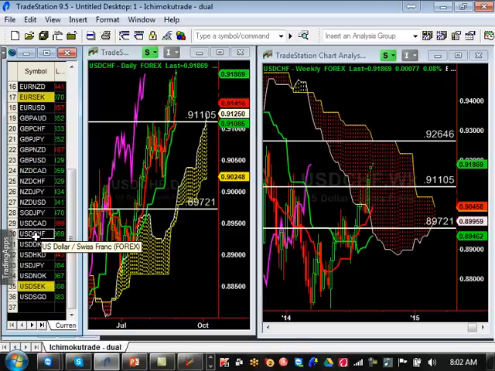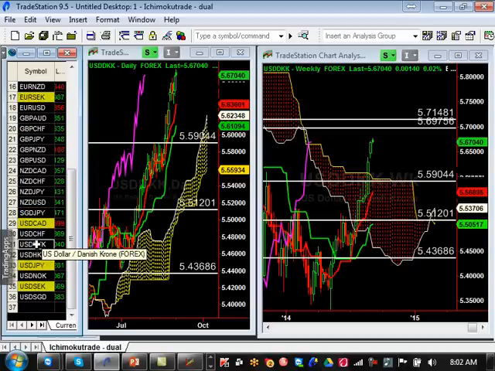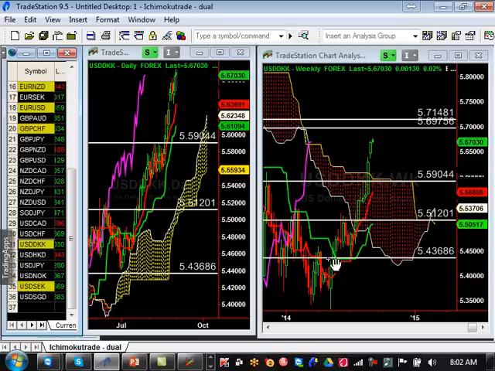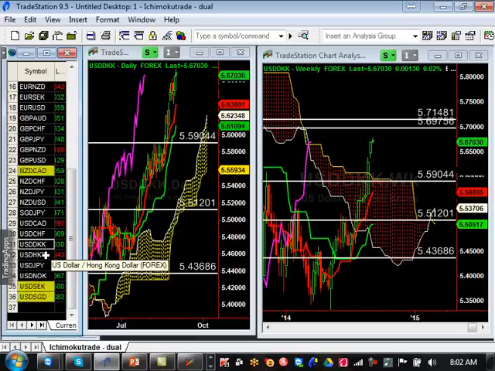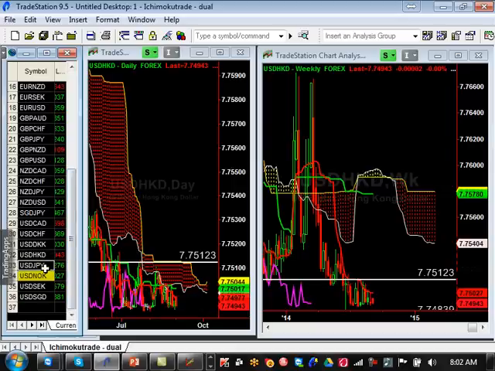US Switzy, basically bearish trending here, going for a major pullback. A major resistance level for the pullback is going to be 92.64. USD DKK, bullish trending here, going for a major pullback. 69.75 is going to be the major resistance level there. USD Hong Kong, bearish trending on both the daily and weekly, but consolidating here. It still looks like it could sit there, could break down.